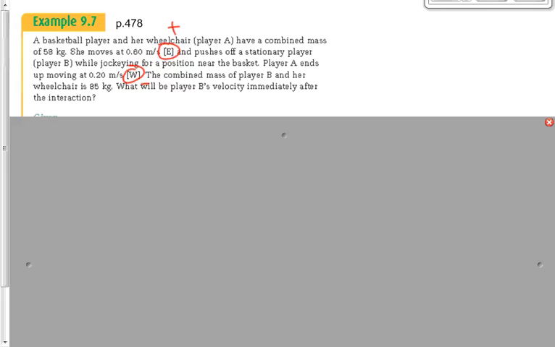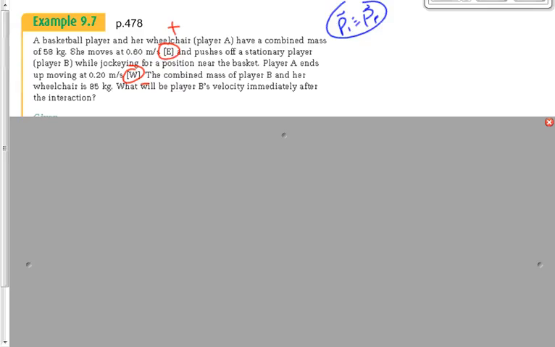What's the concept? What's the physics principle that's going to be used here to solve this problem? Yep. PI equals PF, conservation of momentum, right? Because in the end, it's a collision, right? You got one basketball player moving, pushes off another basketball player that's at rest. So let's make a little note here, PI equals PF. You might not want to make that note. That's okay if you don't, but maybe it's helpful for you later on.